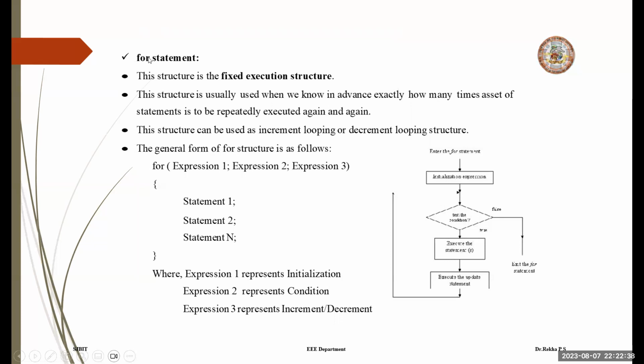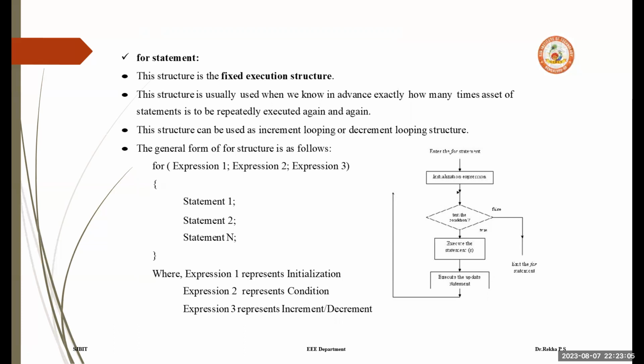So let us come to the for statement. This structure is the fixed execution structure. This structure is usually used when we know in advance exactly how many times a set of statements is to be repeatedly executed again and again. So this structure can be used as an increment looping or decrement looping structure.